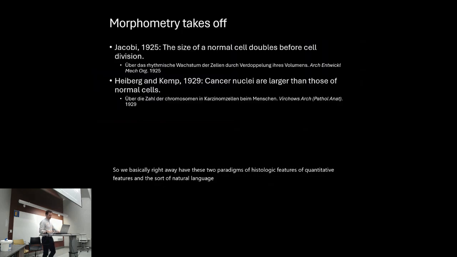language histology features. And really in the 1920s, this idea of morphometry or the quantification of these histologic features really took off. We have the first quantitative description of how cells double in size when they're undergoing cell division. Makes sense. And then in 1929, cancer nuclei are bigger than normal cell nuclei, which is something both of these, we recognize as true today. They've held up to the test of time.